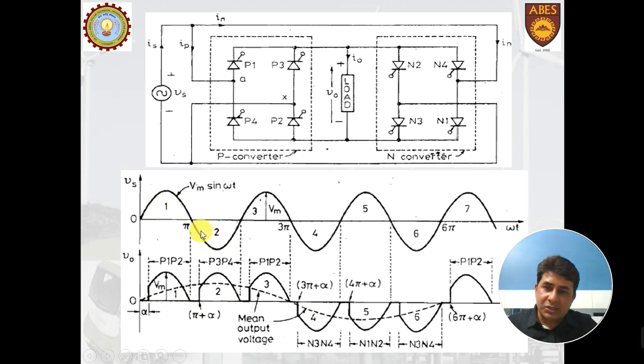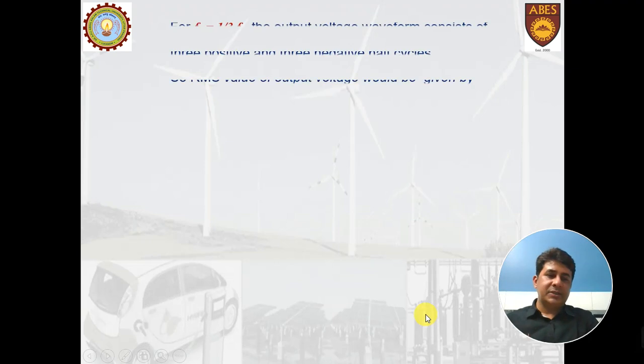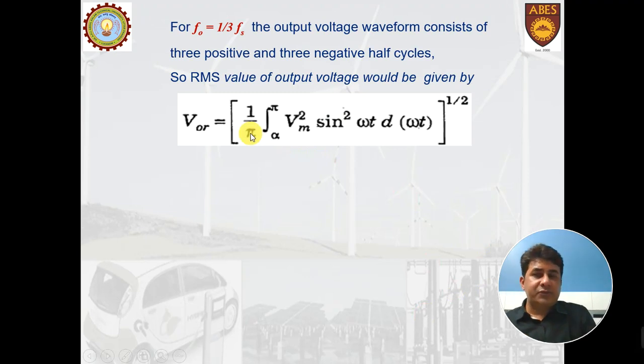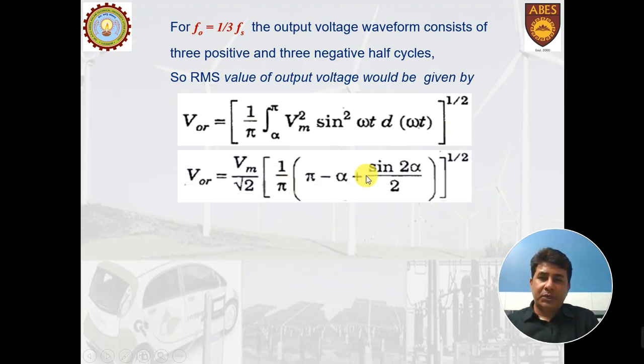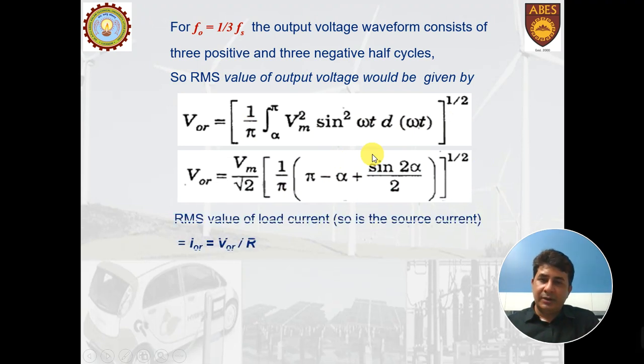Now you can see this is the first cycle, then this is the second cycle, and this is the third cycle. These three cycles are converted into one cycle at the output. So we can say that the output frequency is reduced by 1/3. If you wish to find out the RMS voltage, we will integrate Vm square sine square omega t from alpha to pi. The periodicity will be taken as 1 by pi. So if you solve this, you get the output RMS voltage as the one given here.